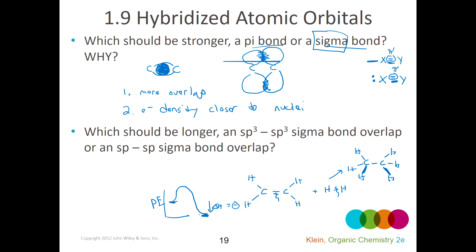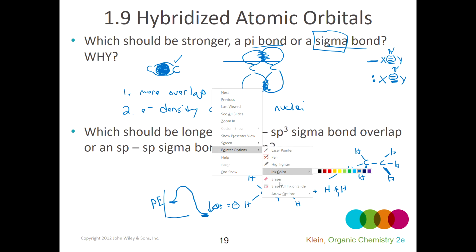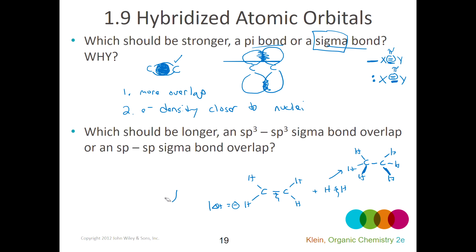And that's a theme that will come back a lot throughout OChem 1 and 2, where we're comparing sigma bonds and pi bonds and understanding that sigma bonds are more stable for these reasons. What about a sigma bond between two sp3 hybridized carbons versus a sigma bond between two sp hybridized carbons? Get rid of this stuff here so we can talk about that.